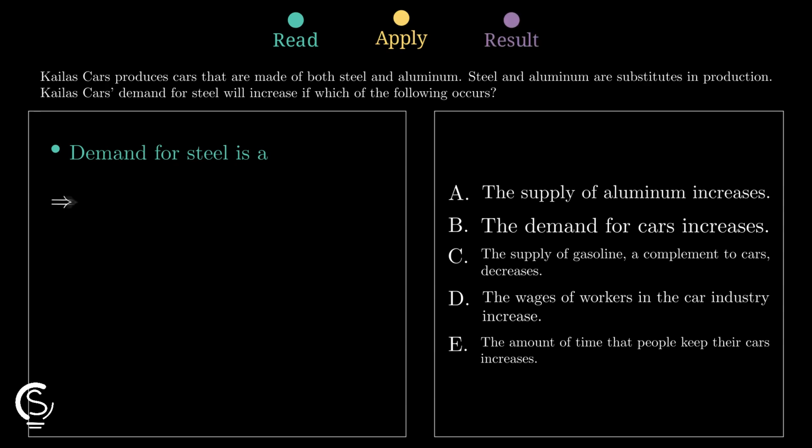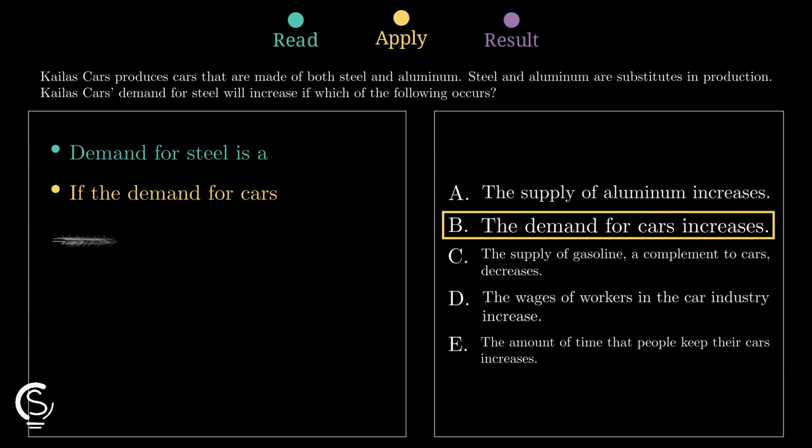This direct relationship shifts the demand curve for steel to the right. Therefore, option B is the only logical choice that fits this economic principle.